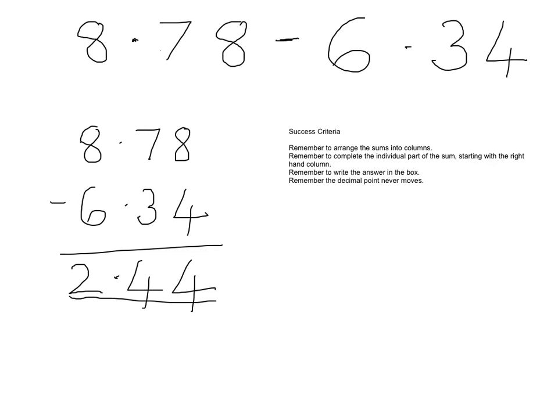Here is another example where we meet 8.78 subtract 6.34. If we look back to our success criteria, we must remember to arrange it into columns, where the hundredths are correctly aligned and the tenths are correctly aligned, and finally the units are correctly aligned.